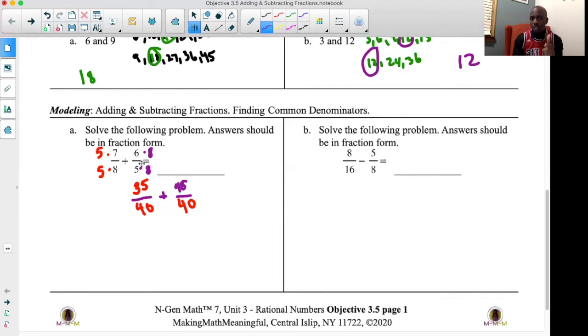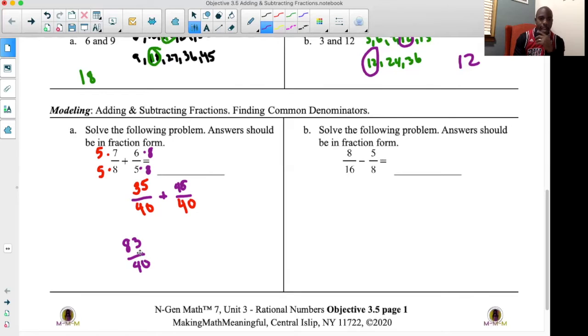6 over 5, you know 6 is bigger than 5. Is 48 bigger than 40? Yes, it is. Okay, so we created our common denominators. We have these new fractions. Now we can add them. We ask ourselves, okay, well, what is 35 plus 48? What we end up getting is 83 over 40.